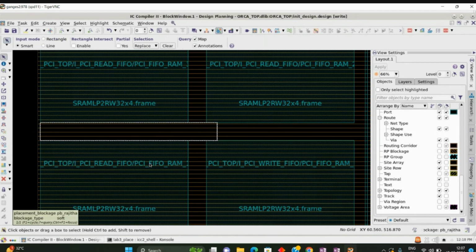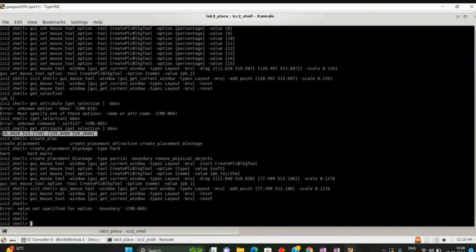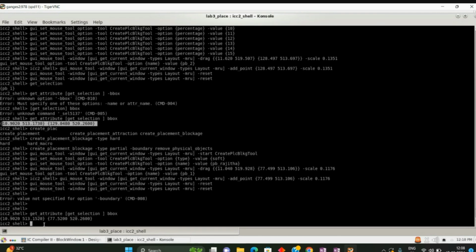Okay, so if you want the B box, what I'll do, it is already selected. That's why it is highlighted. So what I'll do here, get attribute. Get attribute, get selection. You already know, right? When you are highlighting something and you want that in the command prompt, you need to do the get selection. After that, if you already know the name, then you need to do the chain selection. Okay, and I'm giving the B box. So this is the B box I'm getting.